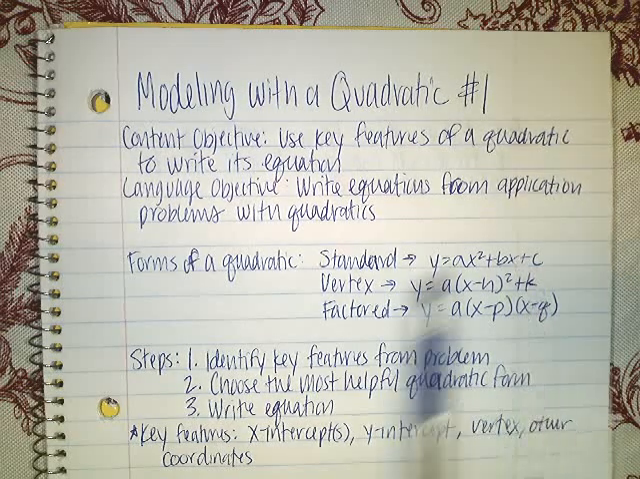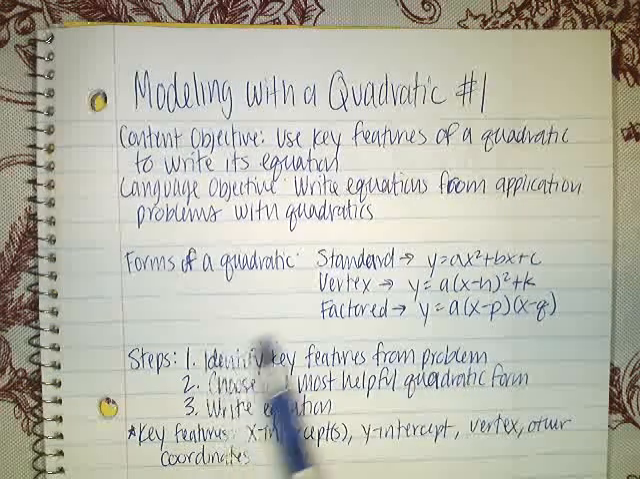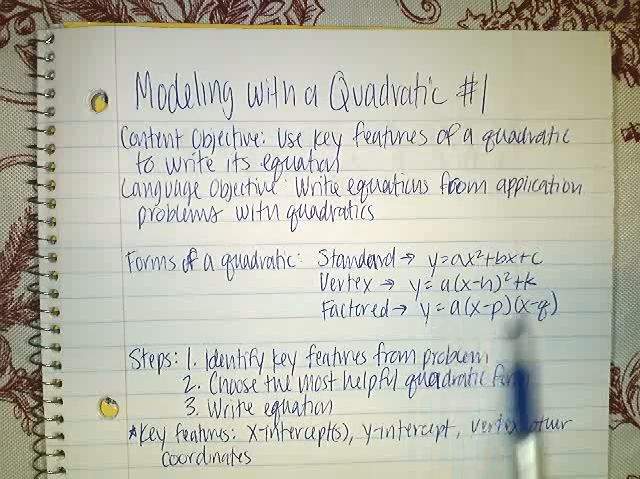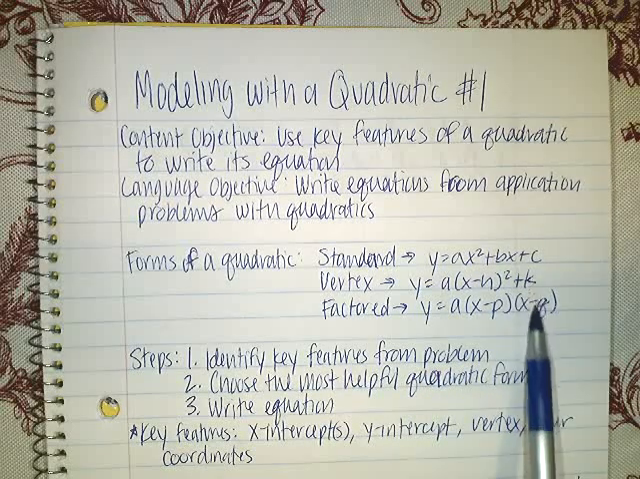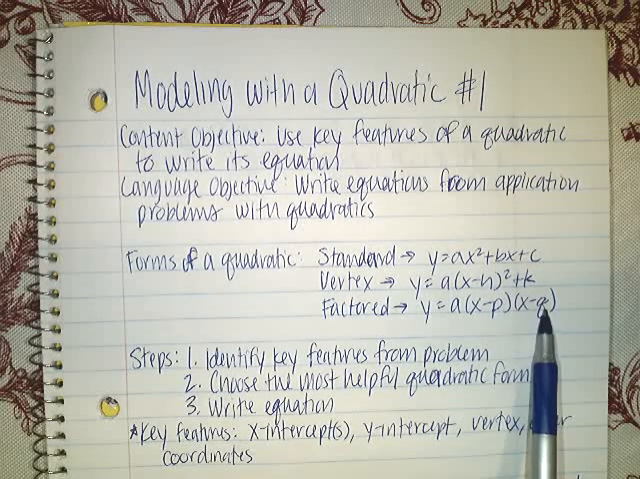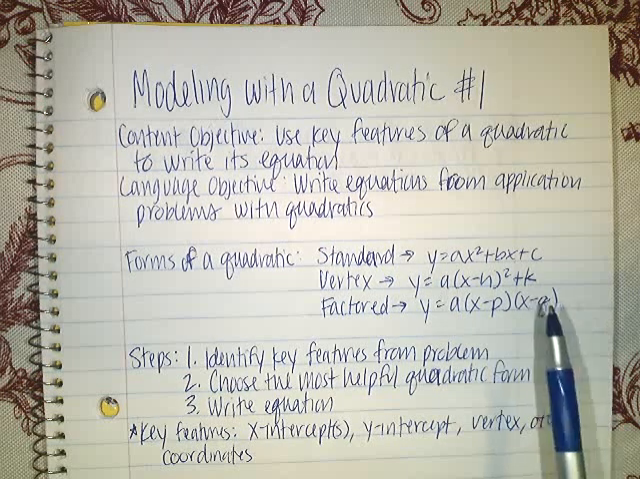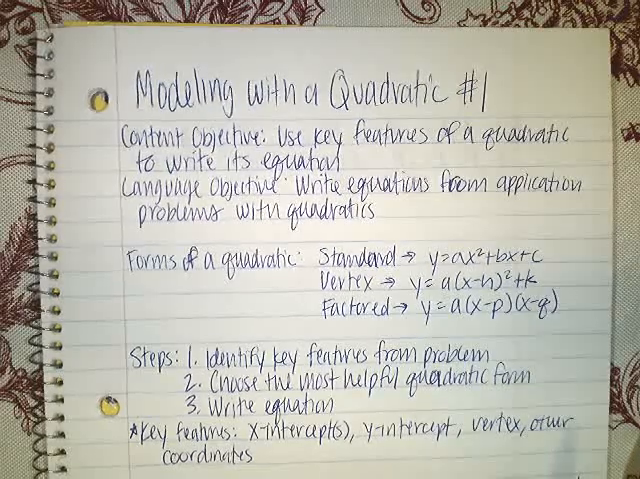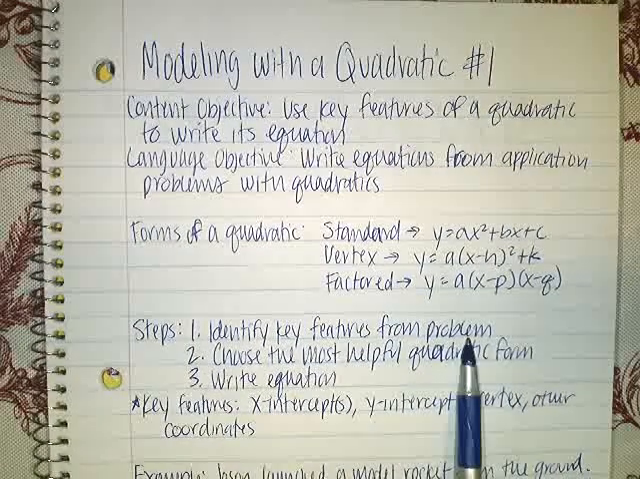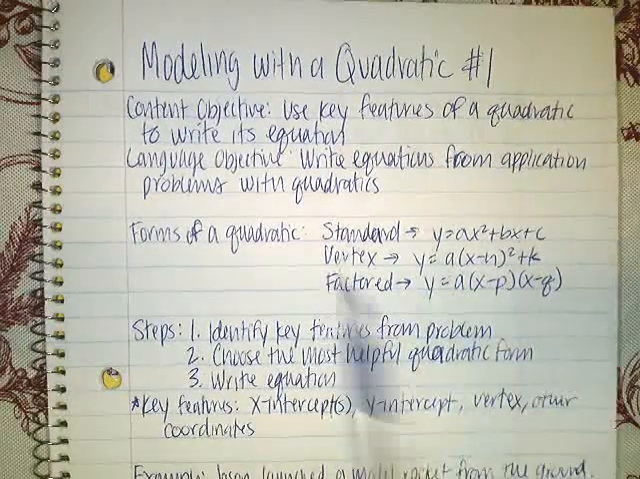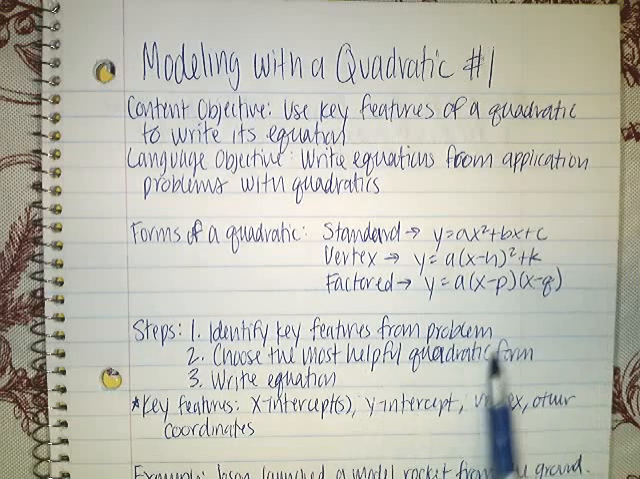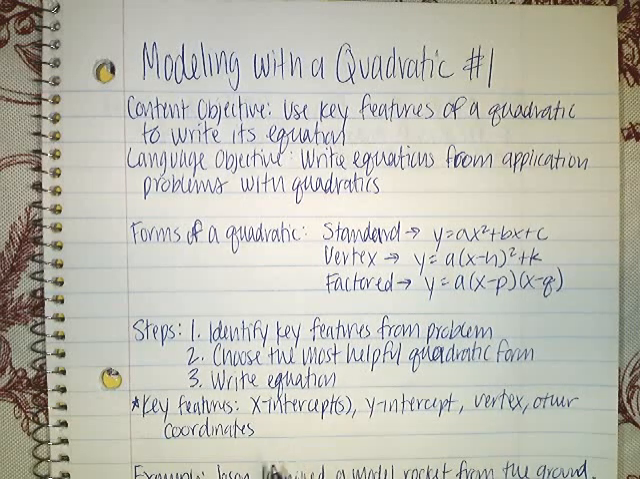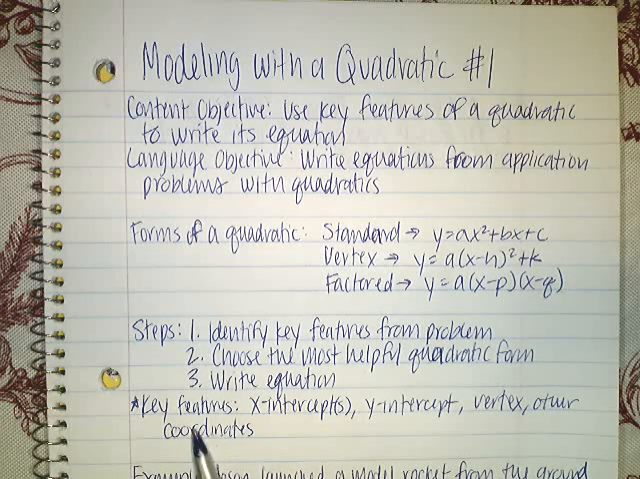So we're going to be using these today, and like our objective states, we're going to try to figure out what key information is given in the problem, then select which form of our quadratic would be most helpful to start with, and then use that to write our equation. So identify key features from the problem, choose the most helpful quadratic form, and then write the equation given that information.